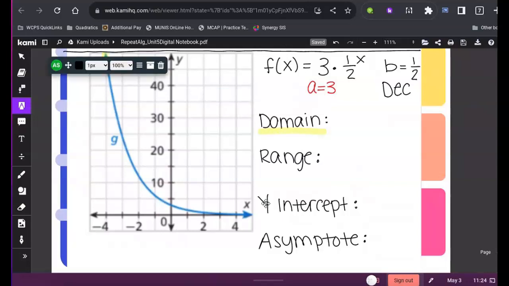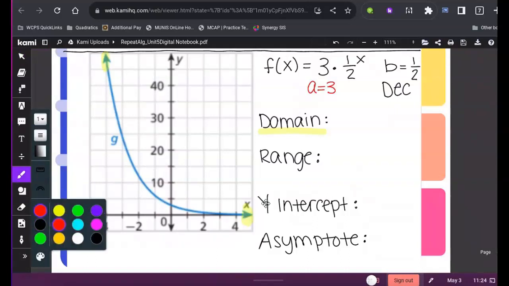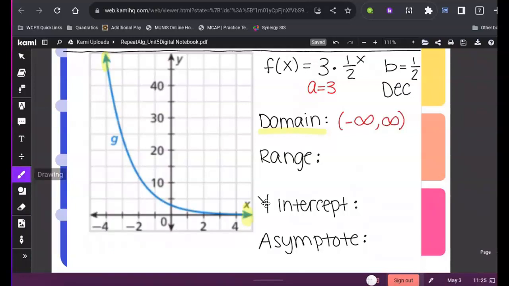So from left to right, so here's our left, here's our right. You should notice that my left and right highlights are on arrows, which means it goes left forever and right forever. So my domain is from negative infinity to positive infinity. It's all real numbers. The graph goes on forever in both directions for the domain.